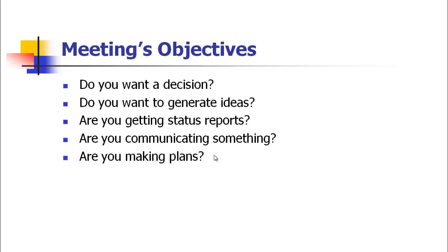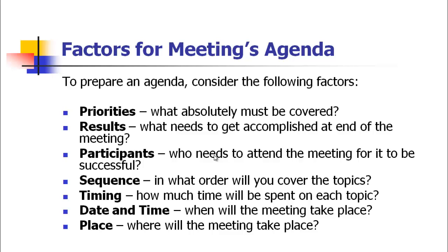Let's move on to the next slide now. The factors for the meeting agenda. To prepare an agenda, consider the following factors. These are a few of the factors. One of the main factors is the priorities: what absolutely must be covered. So you basically want to identify the priorities of the task in hand, or whatever task you have in the pipeline. And you want to communicate those priorities to your team members also. So for that reason, you call the meeting. Okay, and that is one of the main factors.